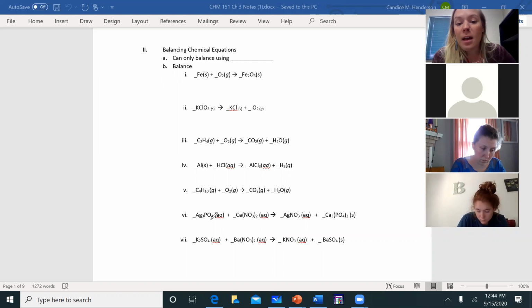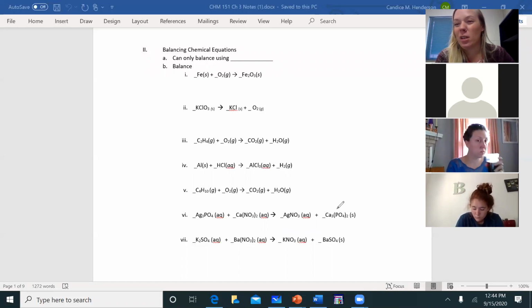If you have polyatomic ions, as long as the polyatomic ions stay as a packet, they don't change or decompose, you can count those as a single unit. So like in this one down here, I would say that I have one PO4 over here and I have two PO4s over here. I would just keep the PO4s grouped.